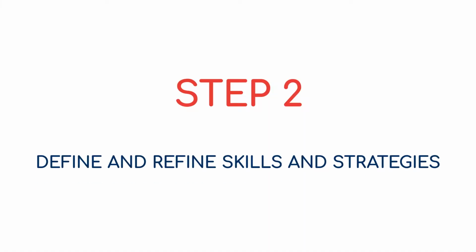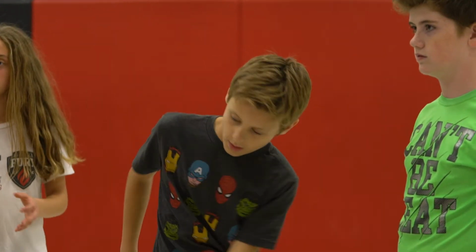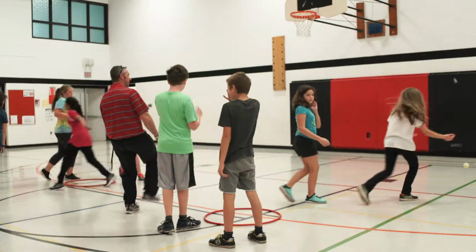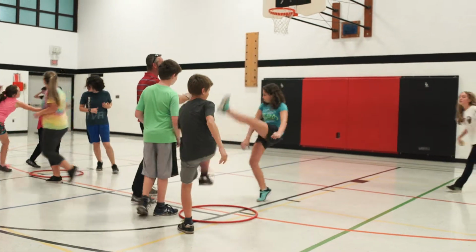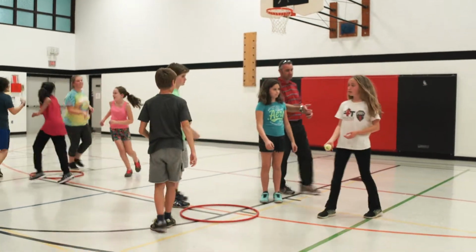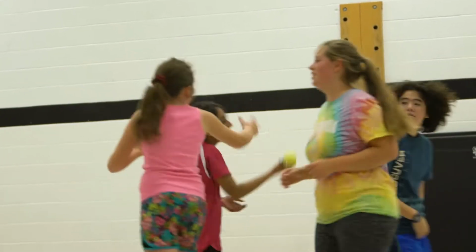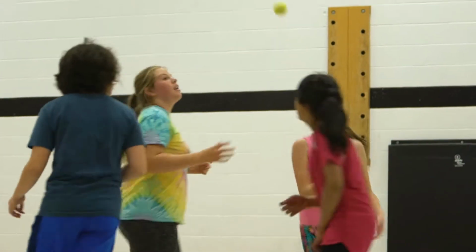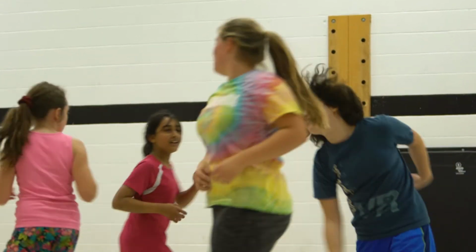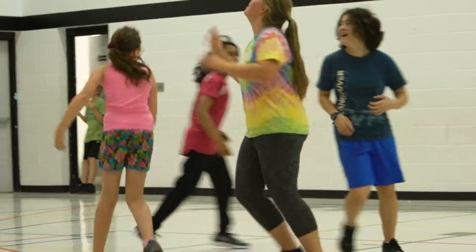In step 2, the first version of the game is defined by the participants, and then they have the opportunity to discuss what they like and do not like about the game in order to define and refine the skills and strategies of the game. In this example, the participants discuss appropriate modifications in order to make the game more challenging and enjoyable. At first, participants are encouraged only to introduce 1 or 2 modifications. This enables them to evaluate what the appropriate modifications of the game should be.